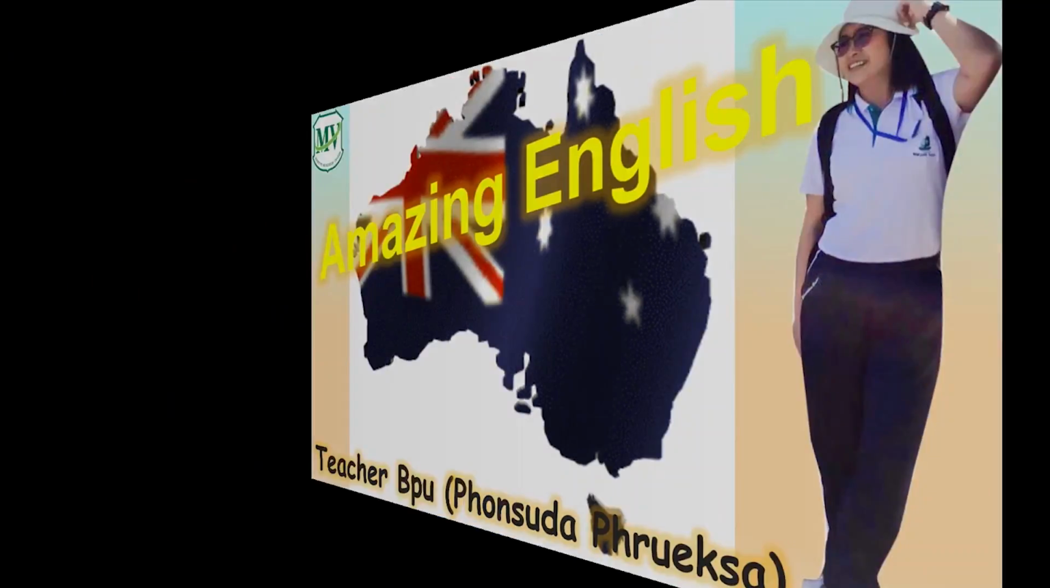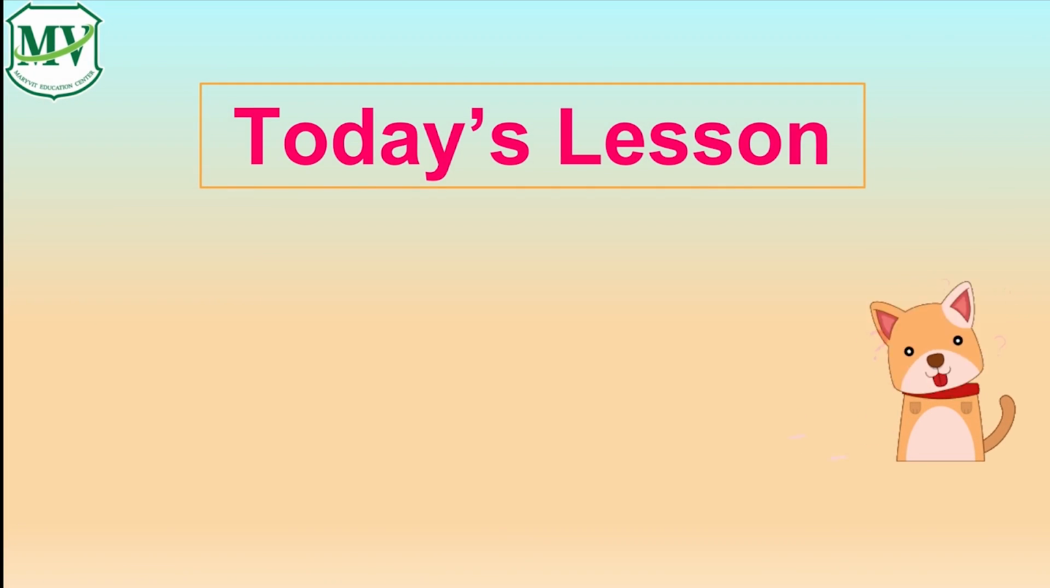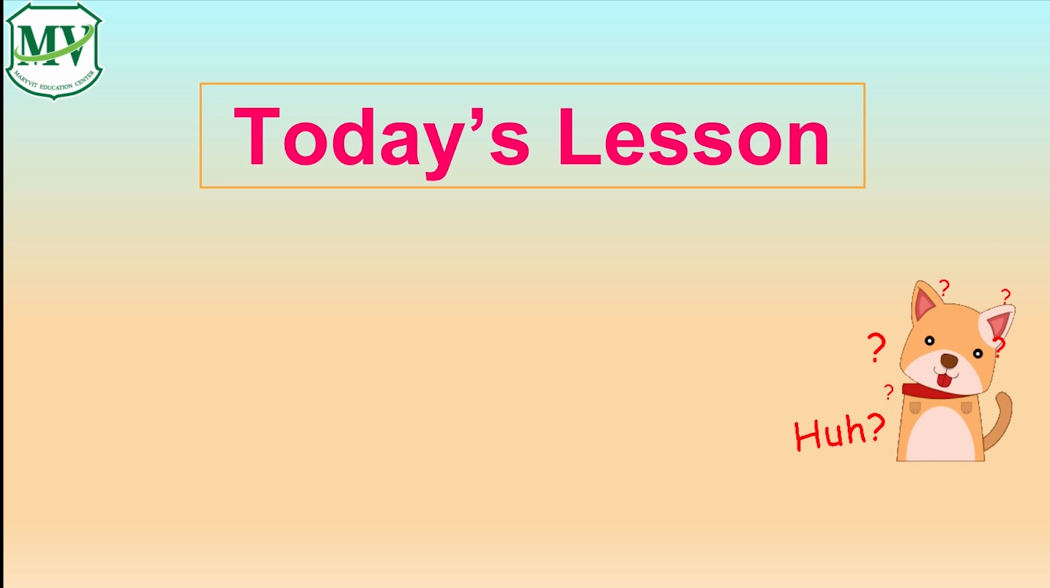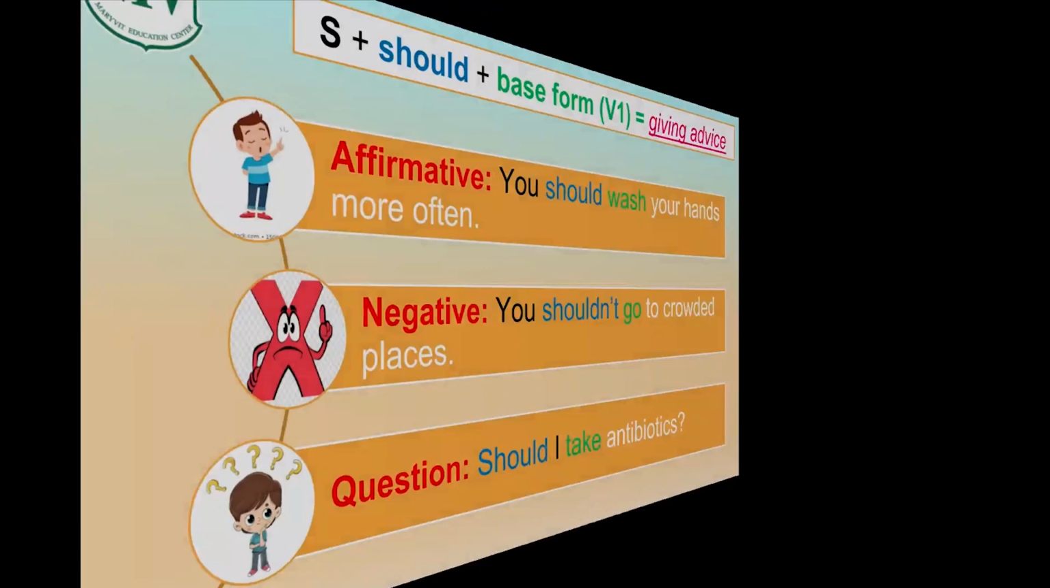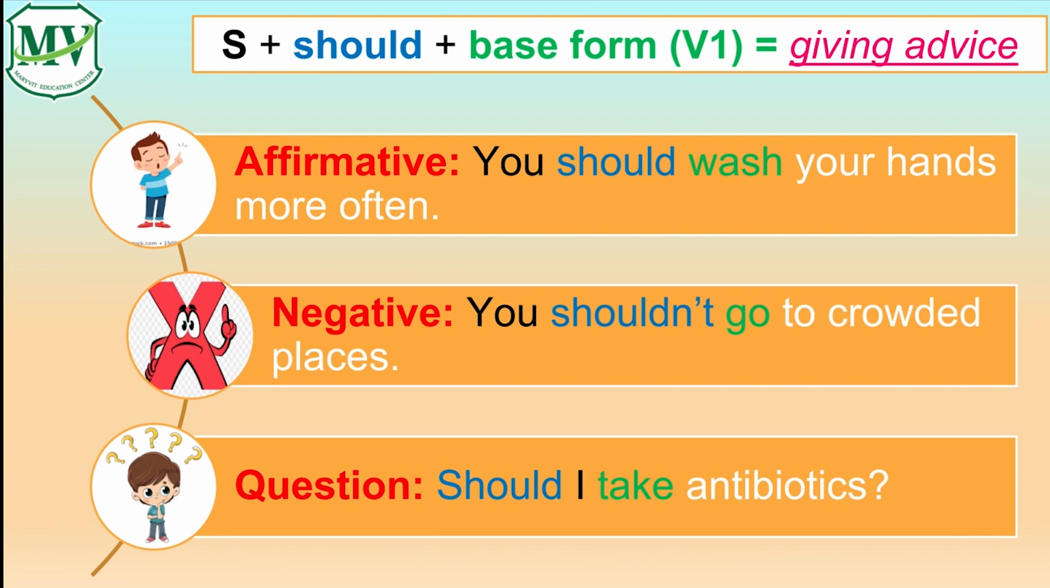Enjoy it. Today's lesson is about should and wish. Today you will learn how to use these two words to make sentences. Let's get started. To form a sentence, we need subject plus should and base form of verb or verb 1. We use this structure to give advice.